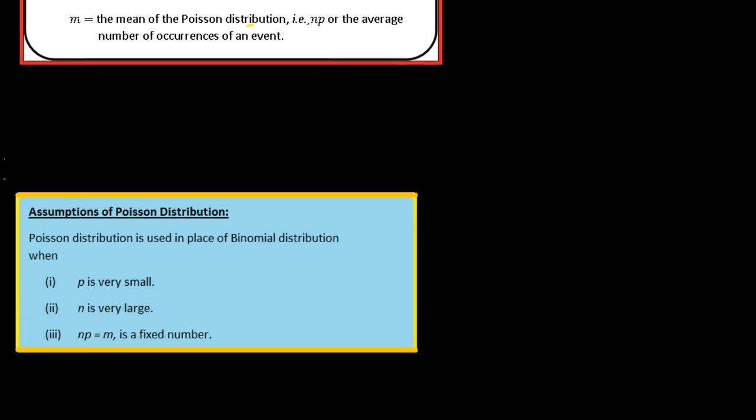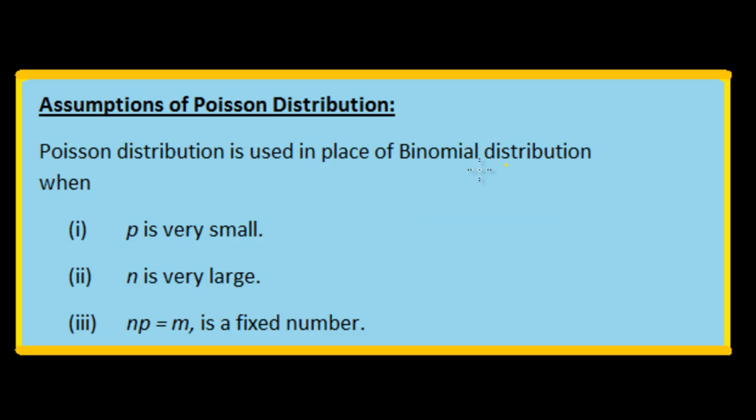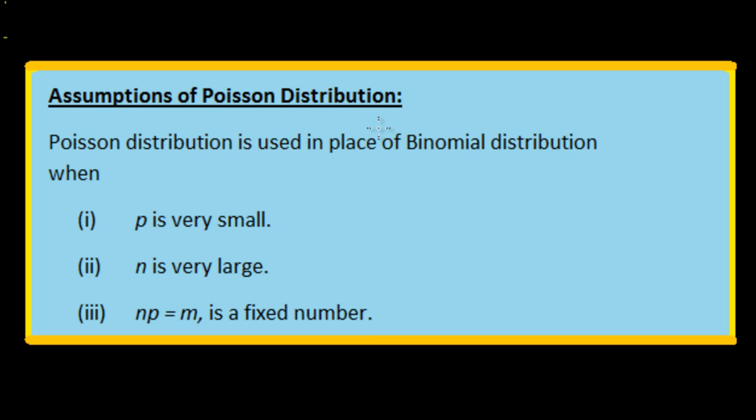Now I would like to explain the assumptions for the Poisson distribution, where it is applicable. Poisson distribution is used in place of binomial distribution when p is very small, n is very large or maybe infinite, and m = n into p is a fixed number. n is the number of events, p is the probability of success. The product of these is equal to m, which is the mean, or we could also say lambda. Sometimes we use lambda instead of m. It is a fixed number and the only parameter here.